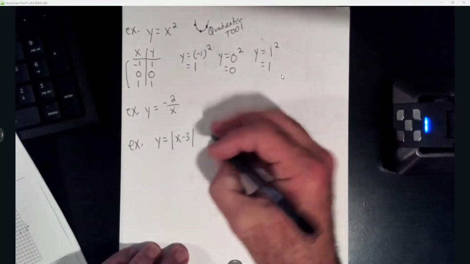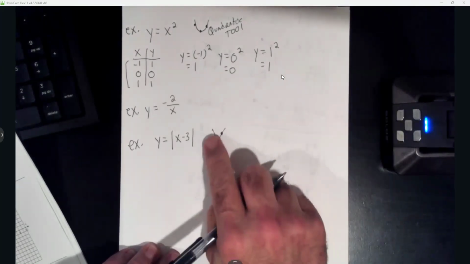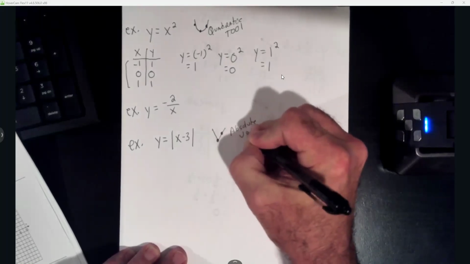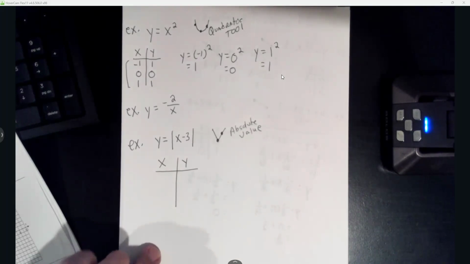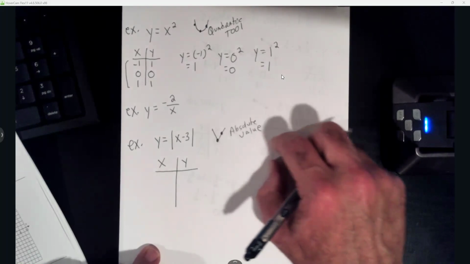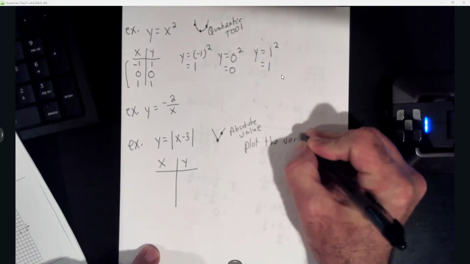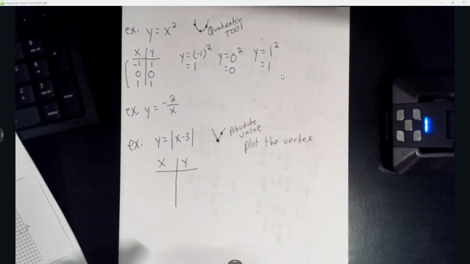All righty, this graph is a 2-point absolute value tool. Now, this one is very, very picky. Because when you click on the absolute value tool in that little yellow band, it says plot the vertex. The vertex is this little V point here. That has to be the first point you plot.